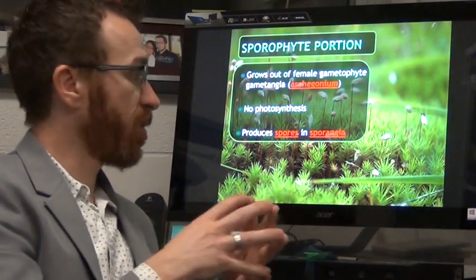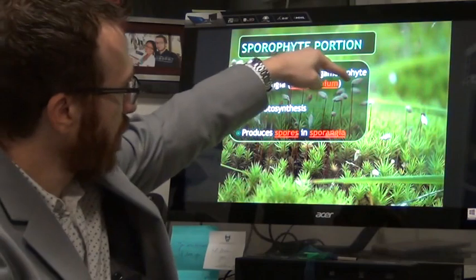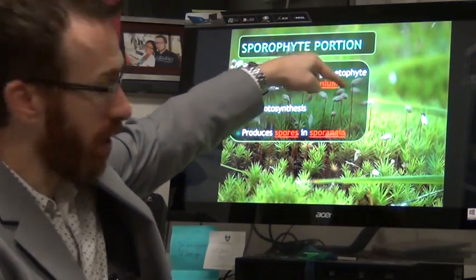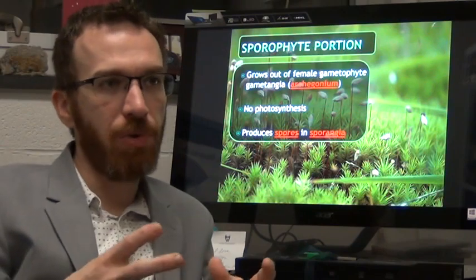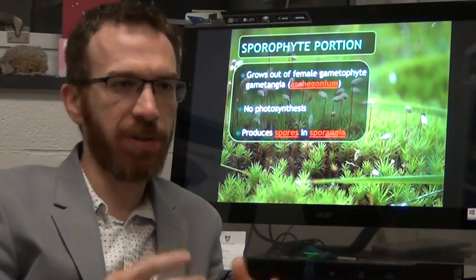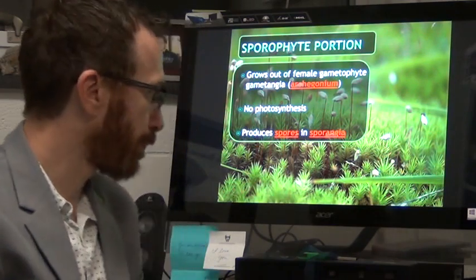Inside of your sporophyte, you have a sporangia. The sporangia is up at the top here, that little capsule portion there. Inside of the sporangia, you have spores, right? Sporangia is just the spore-producing region of the sporophyte. You produce spores from there.